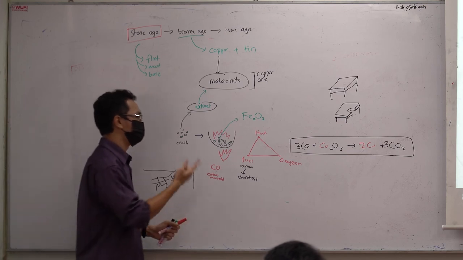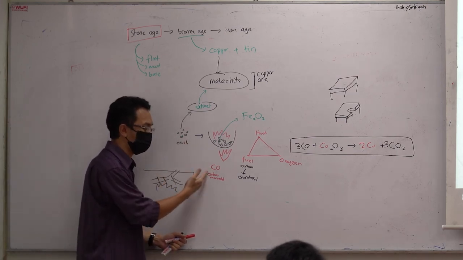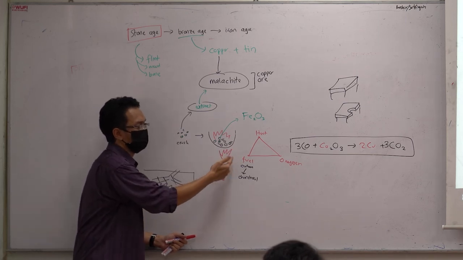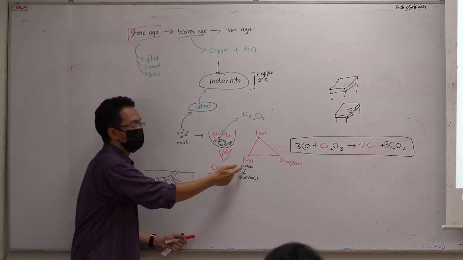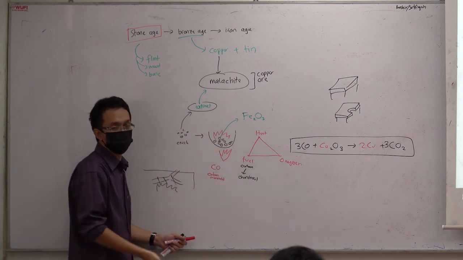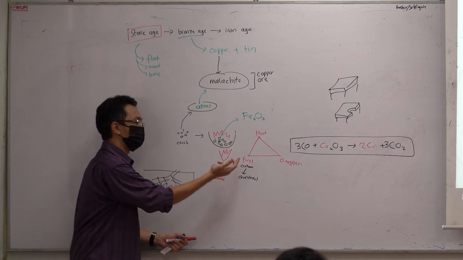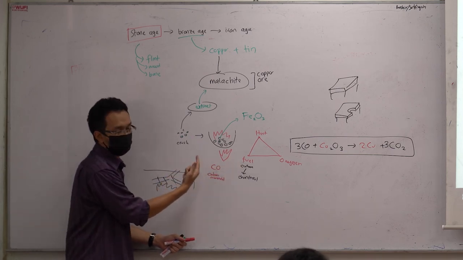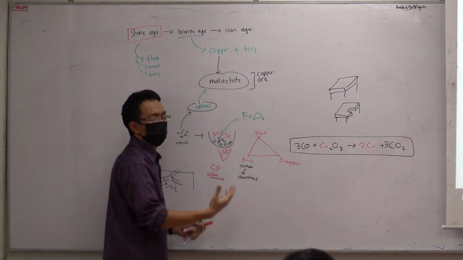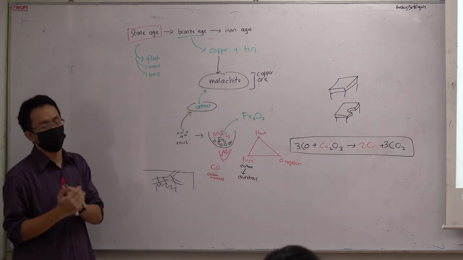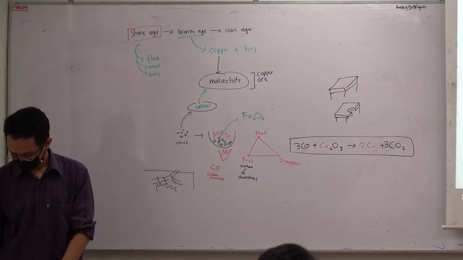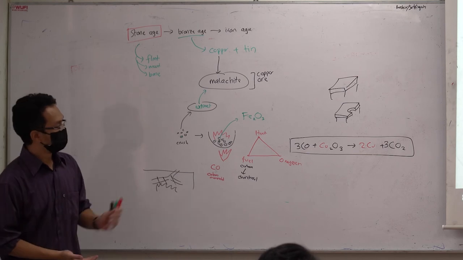So one way is to burn fuel that has carbon, because you want to make fire, and you need fuel. So use carbon because it's easily available from wood. When you burn the carbon, it releases carbon monoxide. Carbon monoxide will combine with the metal oxide, and you can extract the copper or iron or whatever. So that's basically why people do this.